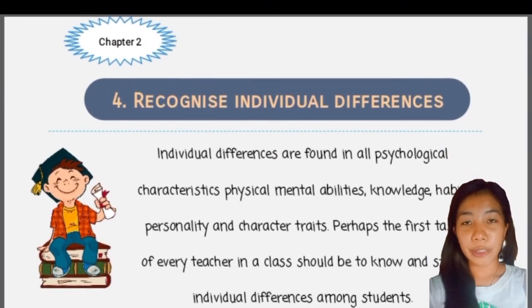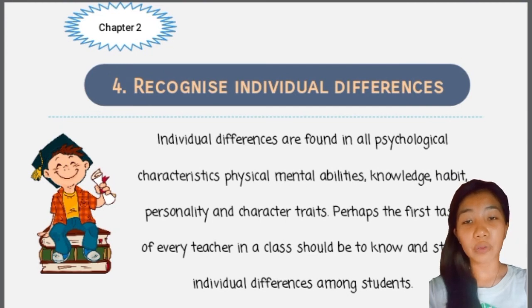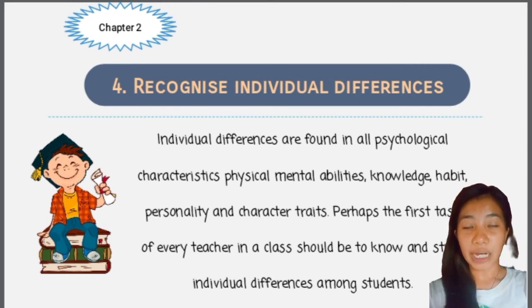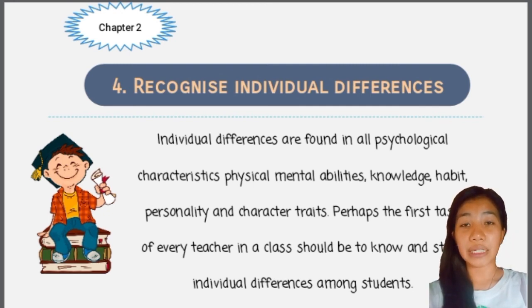The fourth principle of learning is recognize individual differences. Individual differences are found in all psychological characteristics, physical and mental abilities, knowledge, habits, personality, and character traits. Perhaps the first task of every teacher in class should be to know and study individual differences among students. So, as future teachers, we must also study and know the individual differences of our students.